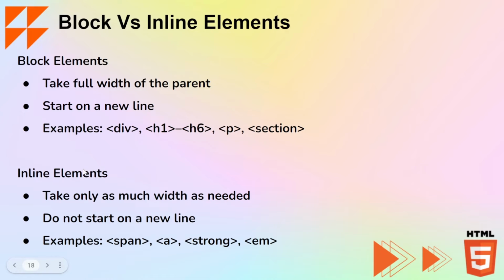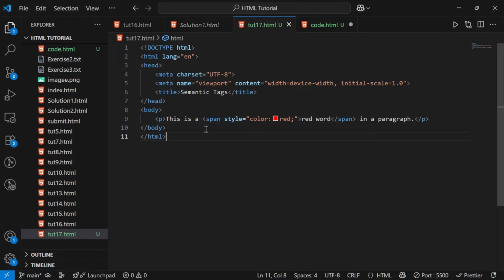Now what are inline elements? Inline elements only take as much width as needed and they do not start on a new line. Examples of inline elements are your span tag, anchor tag, strong, emphasize. Okay, now let's go to the code editor and let's see. I have written this line basically. What this line says is I'm using a paragraph over here, and it says this is a, and then I'm using a span tag, and in the span tag I'm writing the word red and just making it red using CSS. That is fine. And then continuation of the paragraph.